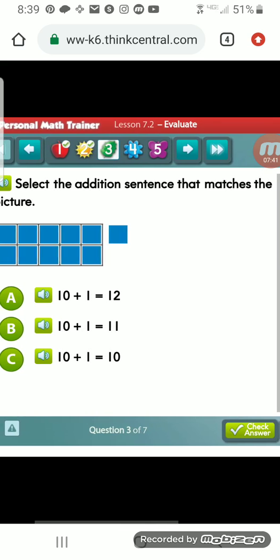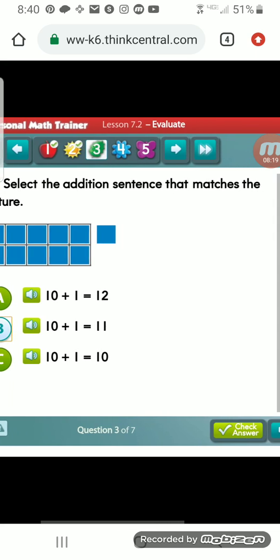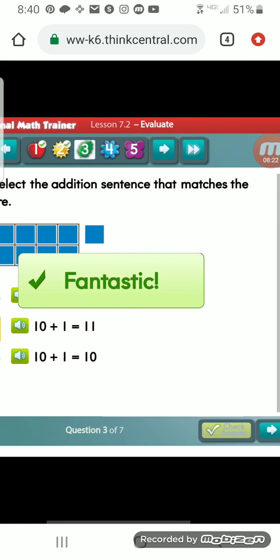Select the addition sentence that matches the picture. Let's see. Do we see a group of 10 plus one more equals 12 counters? A group of 10 plus one more equals 11 counters? Or a group of 10 plus one more equals 10 counters? Well, I see a group of 10 and I see one more. Let's count how many there are all together. 1, 2, 3, 4, 5, 6, 7, 8, 9, 10, 11. So I think the correct answer is B. 10 plus 1 equals 11. Fantastic! Good job.